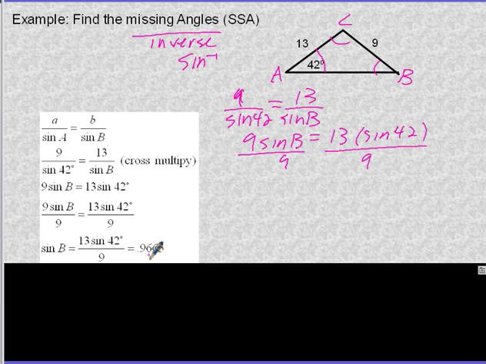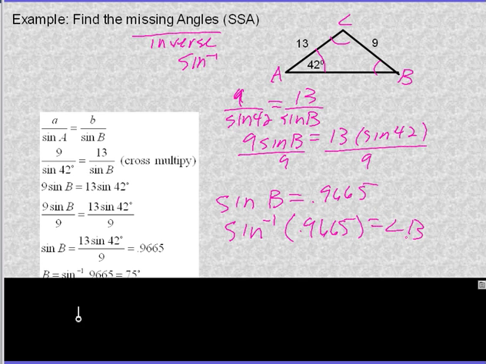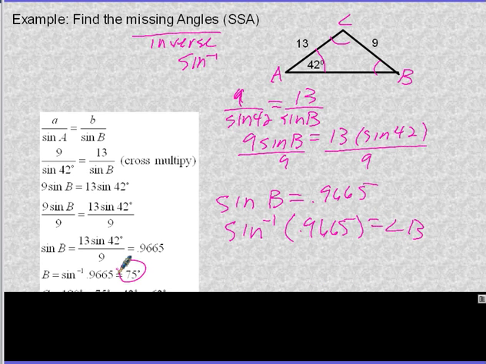So since we're looking for the angle, we're going to use inverse sine of this ratio to find my angle B. Plug it into your calculator, and you find angle B is 75 degrees. And from there, you would use the triangle sum theorem to find angle C.